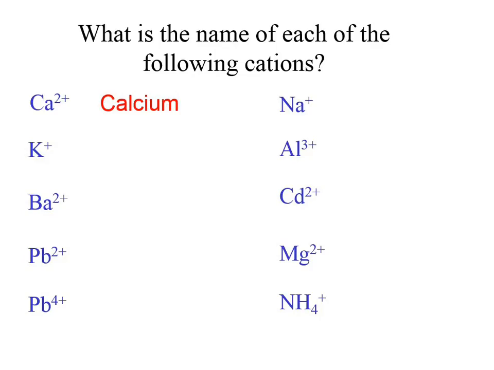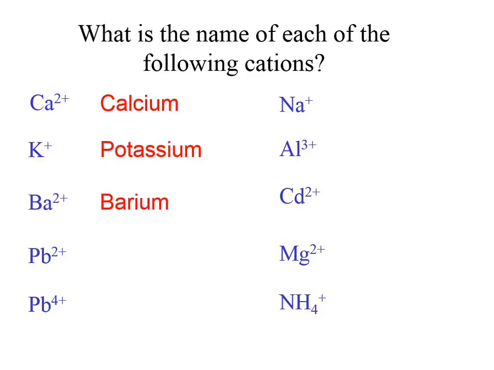Yes, no Roman numerals, because it's 1A. So the name is simply potassium. And then we're back up to you, Jeremy. Barium. Find on the periodic table, do we use Roman numerals? No. No Roman numerals, so it's just barium.